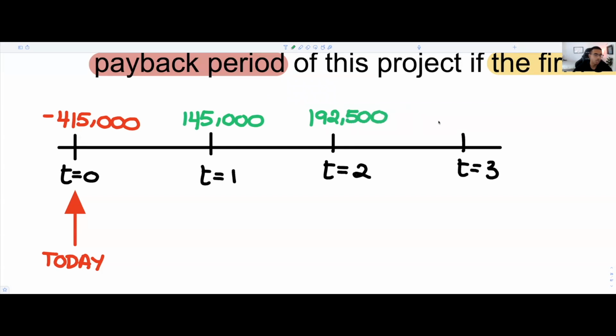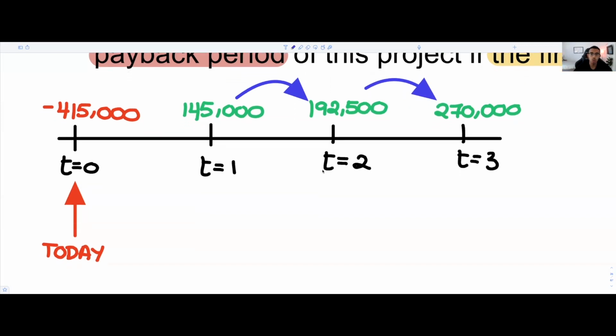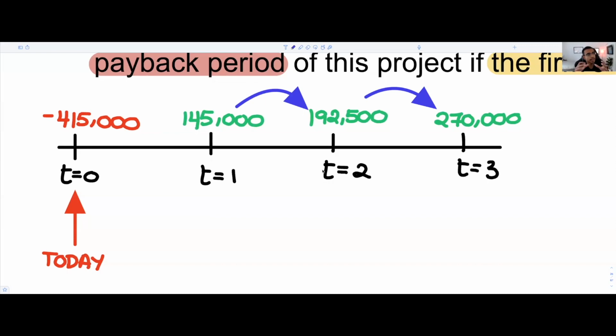And we know that we're going to receive 270,000 at year 3. So the idea of the payback period is to figure out when the sum of these cash flows will be greater, in this case actually equal, to our original investment. How much time will it take us to recoup this set of cash that we had to invest in year 0?